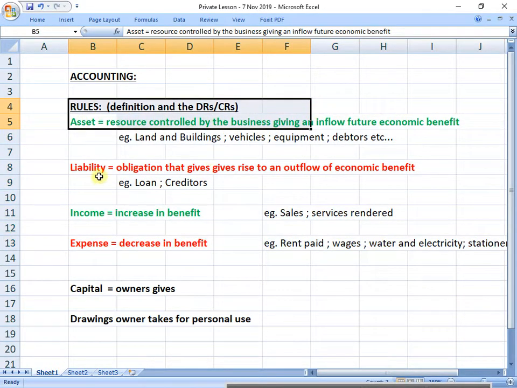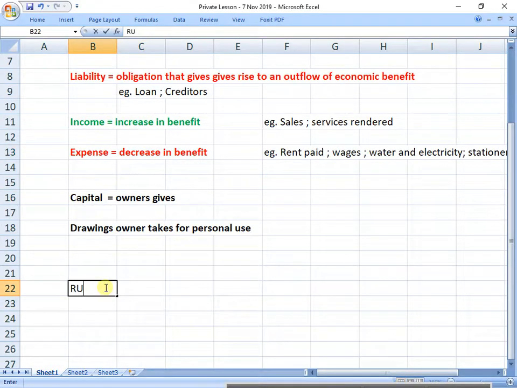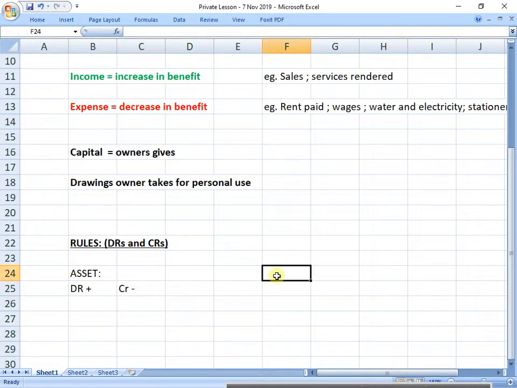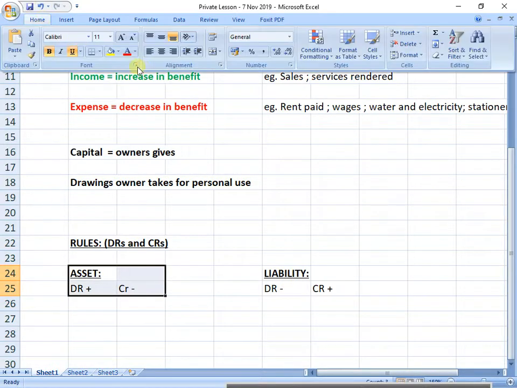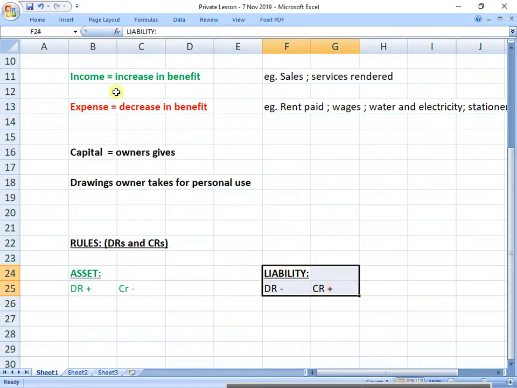Okay, so if you know what these definitions are, then you'll know what you're dealing with. Right, something else to consider. The rules in terms of debits and credits. Okay, so assets. We just spoke about what an asset is. Now we need to remember the rule. Debit plus, credit minus. The liability is the opposite. So here you have a debit minus and a credit plus. Okay, these are two rules. The asset rule, the liability rule.